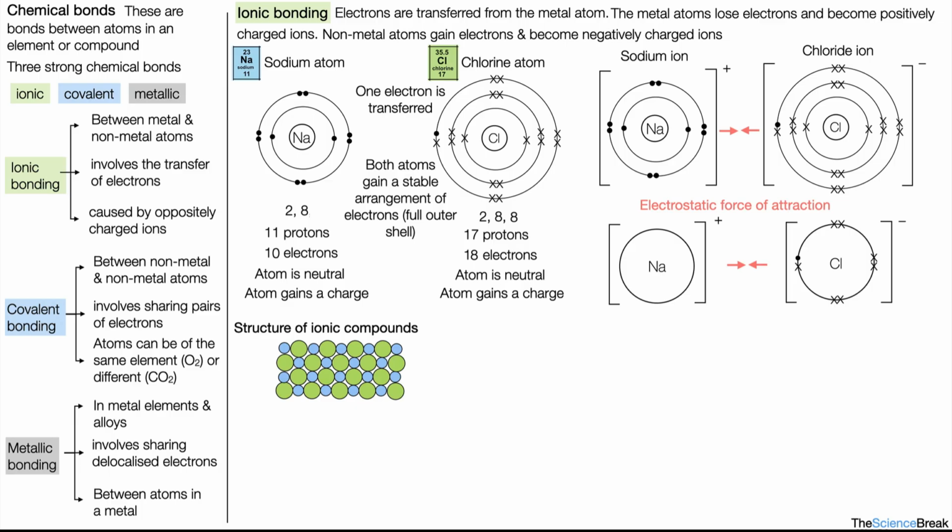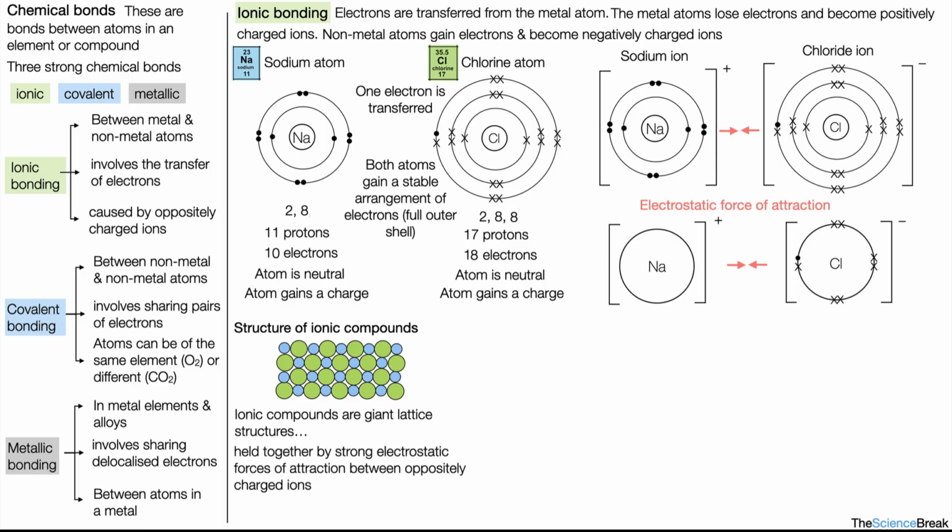We need to be able to describe the structure of ionic compounds. Sodium chloride is one example, but this is the same for the ionic compounds that we study. Ionic compounds are giant lattice structures. The structures are held together by strong electrostatic forces of attraction between oppositely charged ions. Please remember that the forces of attraction act in all directions: up, down, left, right, backwards and forwards.